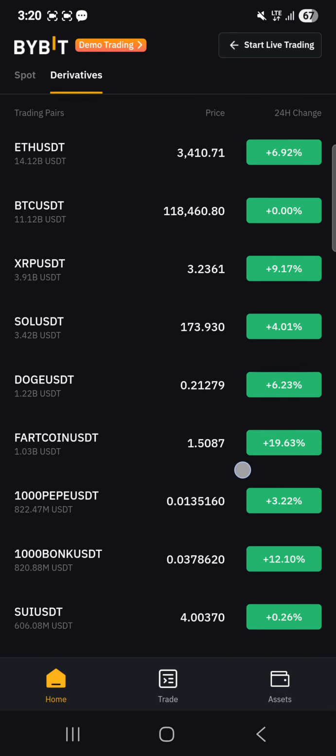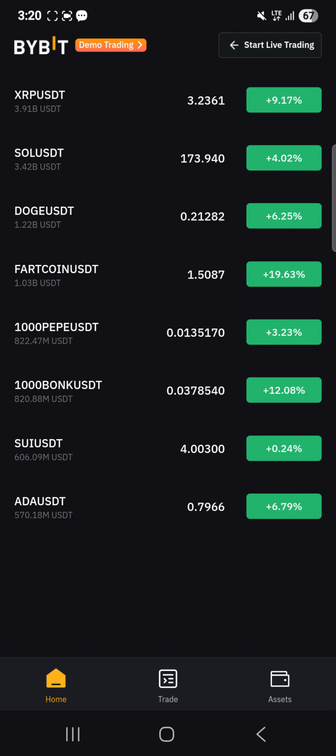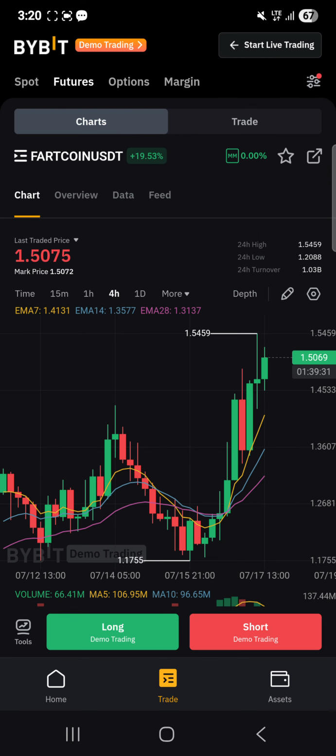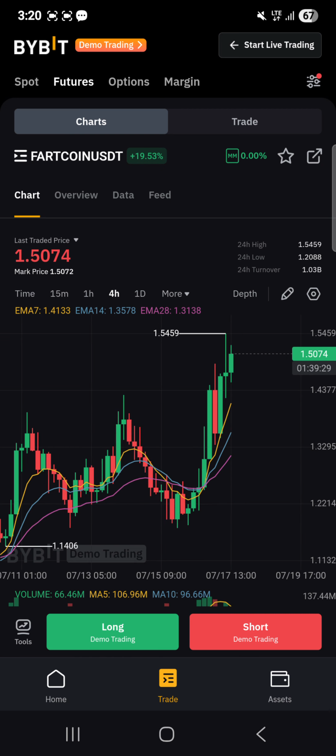So let me click one of these contracts here. We're making use of Fatcoin USDT. So welcome to this interface. This is where you have to pay close attention. The first thing I want you to know are the terms that cover the whole of futures trading. You've been hearing of TP, SL, leverage, margins, and so on and so forth. So I will explain that to you.